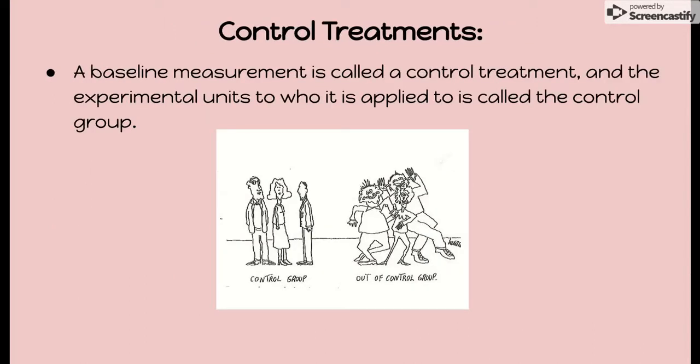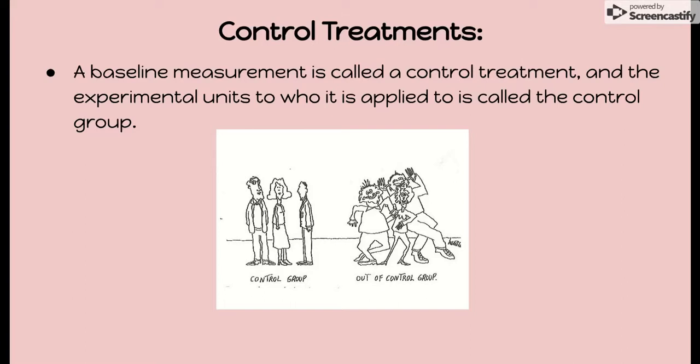So on to control treatments. Often we want to compare a situation involving a specific treatment to the status quo of the situation. A control treatment and a control group allow us to do that. So it is a baseline measurement is called a control treatment, and the experimental group to whom it is applied is called the control group.